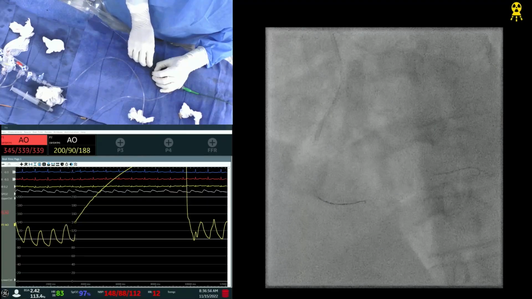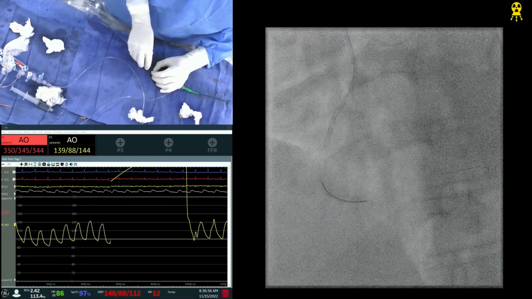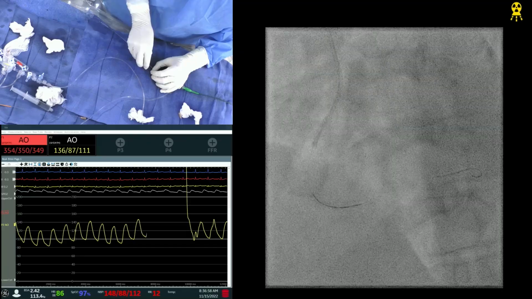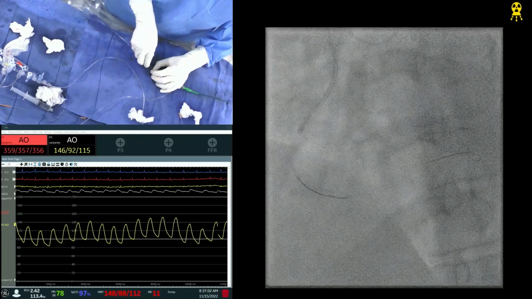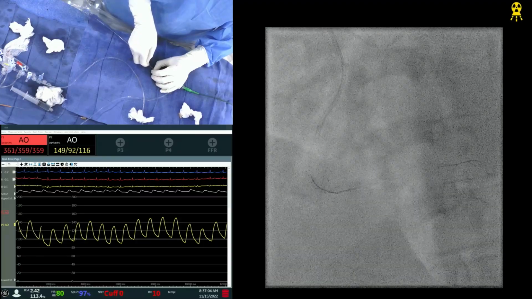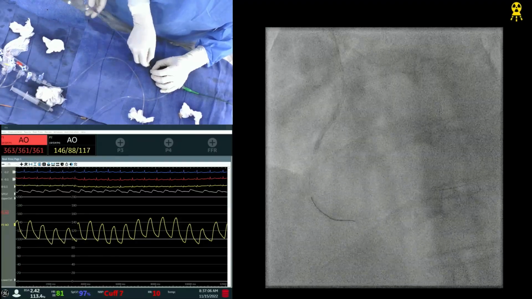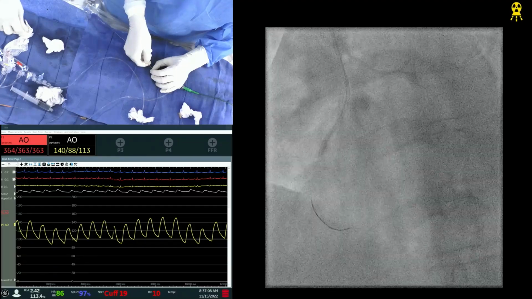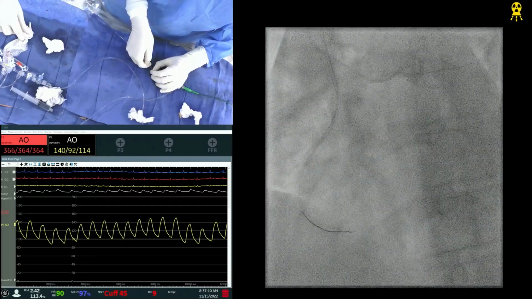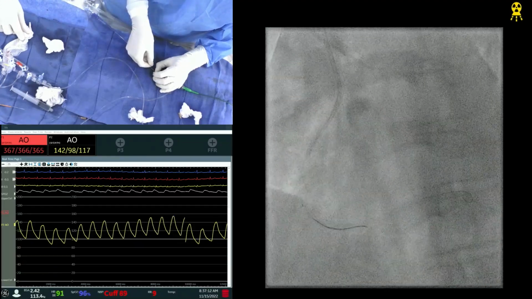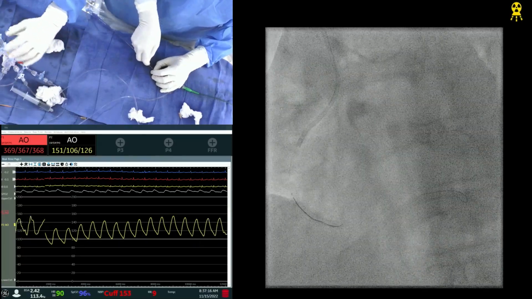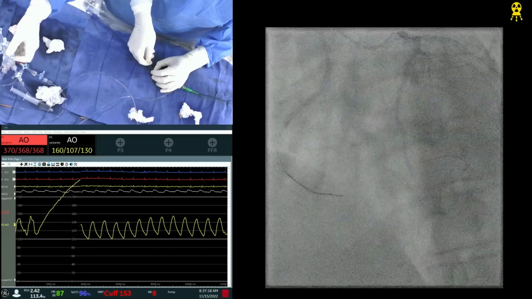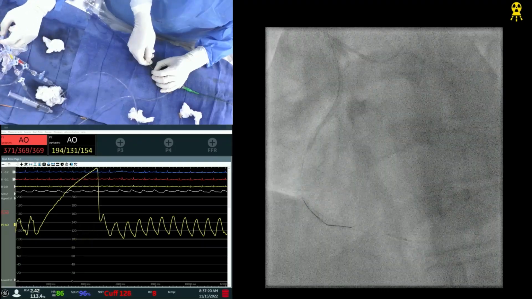You need to get some hydrophilic wire now, whether Whisper or... Okay, then you have to go with the... No, you do not have this one. Which one do you want? I'll get the Fielder itself. On retrograde? Okay, yes. The ostium probably has disease. You see that?